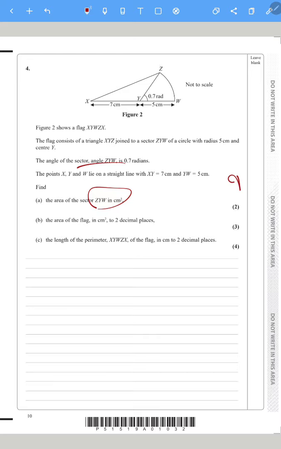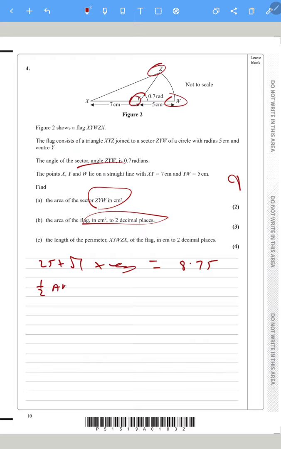Find z. Okay then. So that is 25 times pi times degrees equals 25 times pi times 0.7 times 180 over pi over 360, 8.75. Okay then. And area of the flag, so area of the whole flag, so that is half AB sine C plus 8.75 equals 0.7 times 180 over pi, 180 minus answer, half times 7 times 5 times sine answer plus 8.75. Easy.